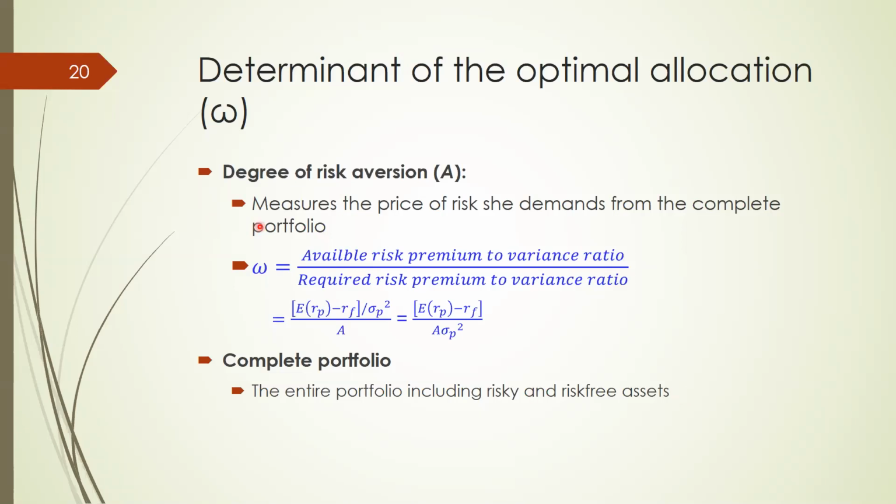To calculate the optimal allocation omega, the equation is that you use the available risk premium to variance ratio divided by the required risk premium to variance ratio. How to measure the available risk premium to variance ratio? You take the risk premium to variance ratio of P, the risky asset. The required ratio is measured by A, the risk aversion coefficient. So omega will be determined by this equation.